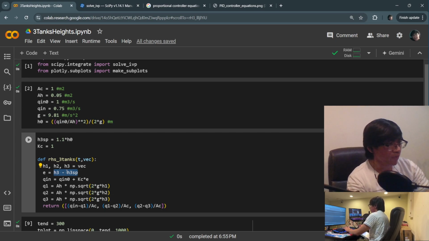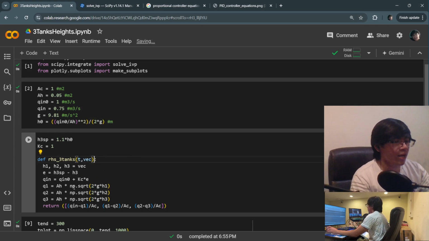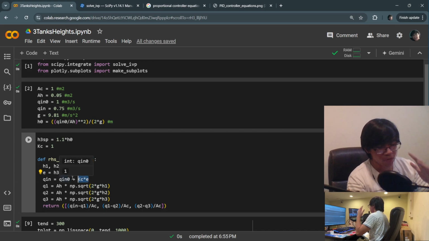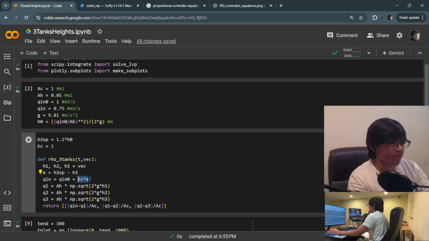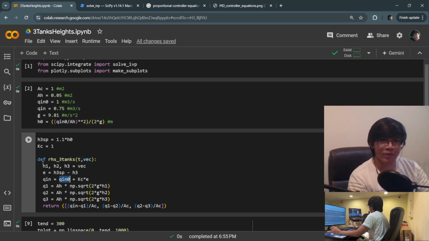But just for our sakes, since the sign matters, I'm going to do a little flip here, so that if our set point is lower than our height of the third tank, the error will be negative, turning this term, the proportionality constant times E, which is our overall proportional controller representation, negative, resulting in a change in inlet flow that is smaller than our initial steady state flow. Hopefully that makes sense.